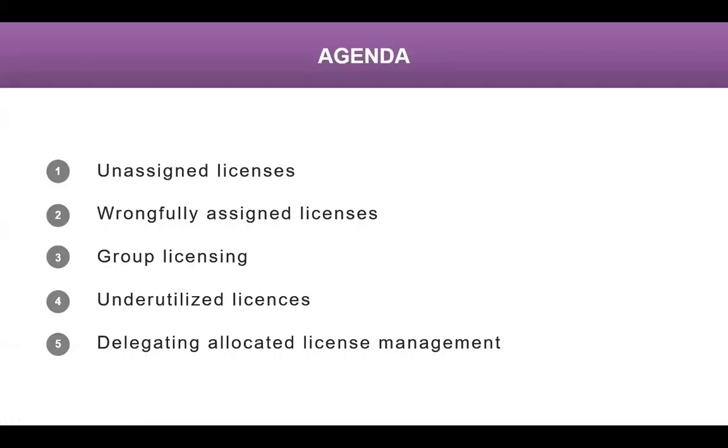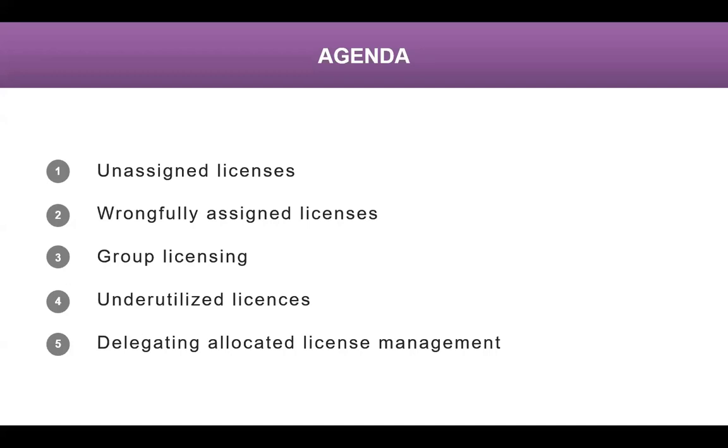So this is the agenda for today. We'll start off by looking at unassigned licenses, basically licenses that you've purchased but that haven't been assigned to anyone. Secondly, we'll look at wrongfully assigned licenses, or as we like to call it, licenses assigned to people who can't even use them because, for some reason or other, they've been blocked from accessing Microsoft 365. Maybe they left the company, something like that.